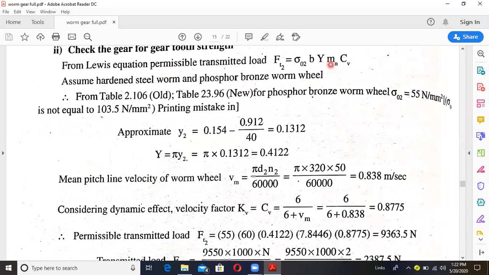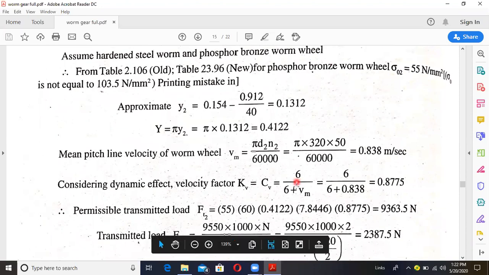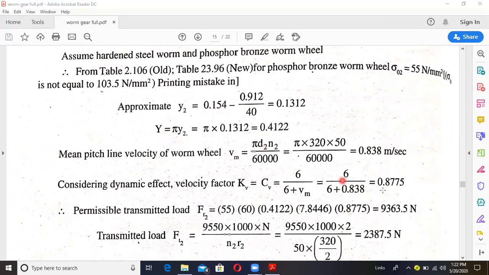Mn already in the previous step you have calculated, and the only unknown is Cv. To calculate Cv, the formula is 6 divided by 6 plus Vm. Again here Vm is unknown. So Vm is equal to pi d2 n2 divided by 60. Calculate Vm, substitute here, calculate Cv. So we got Cv is equal to 0.8775 and Vm is equal to 0.838. Now substitute all the things.